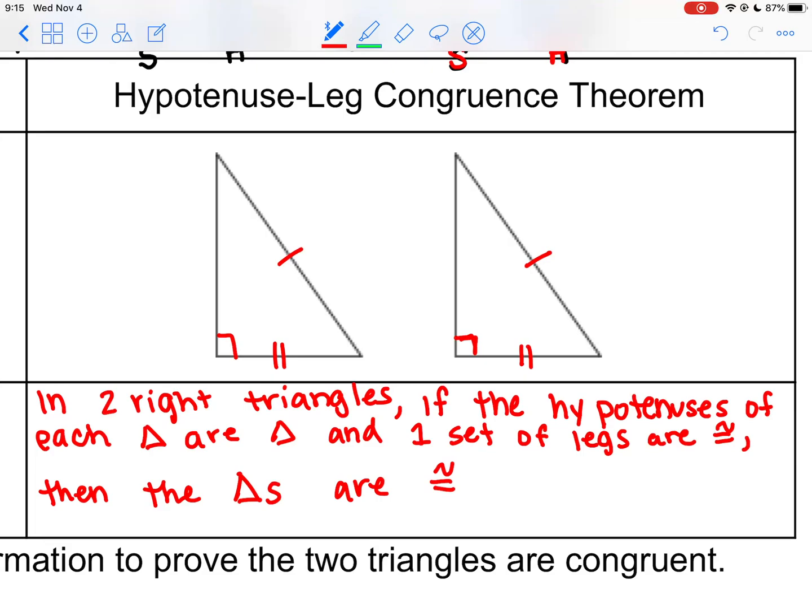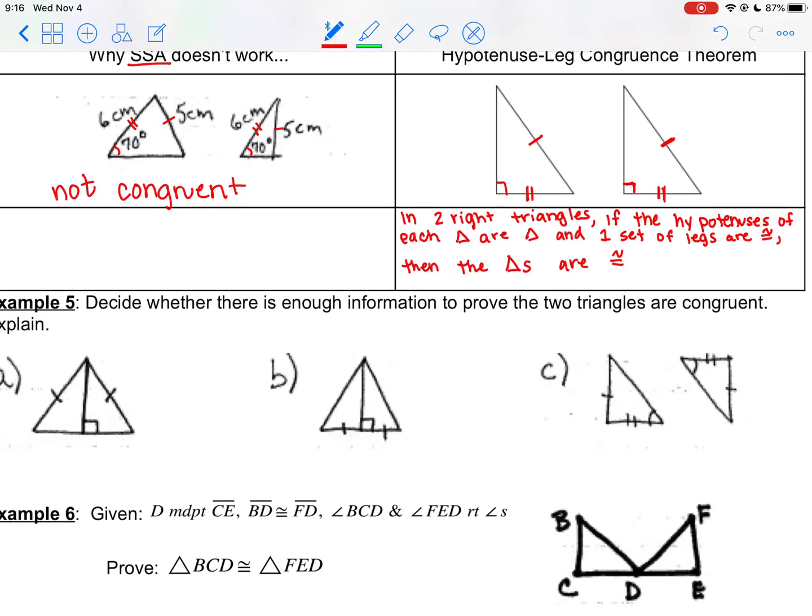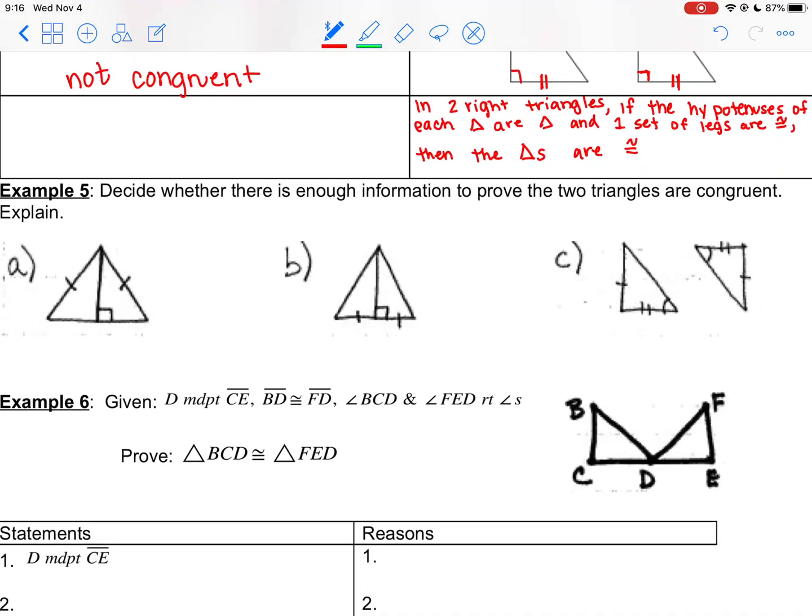So with a right triangle, this is the only configuration of side-side-angle that sets up for congruent triangles. So you have to have the hypotenuse of each triangle being congruent and one of the legs in each triangle being congruent to each other. So hypotenuse-leg works only for right triangles.